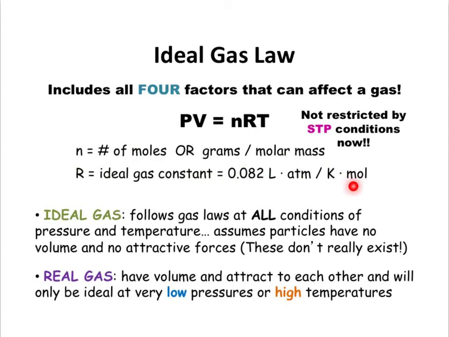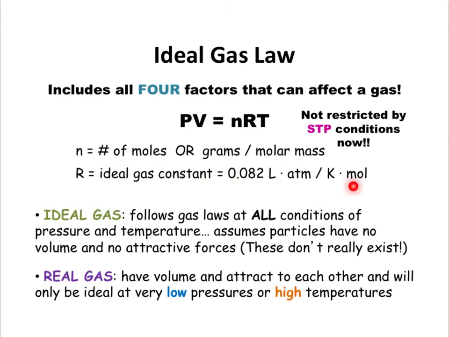And then T would be the temperature. And again, it's a gas law problem, so it must be in Kelvin. So what's really the difference here between an ideal gas and a real gas? Well, ideal gases follow the gas laws at all conditions of pressure and temperature. Okay? Ideal gases don't really exist because they assume that particles have no volume and that there's no attractive forces between the particles of a gas. But this is not true. So ideal gases don't really exist. And what you'll find out here is that the reason we use this is because it's a very close approximation. So we assume this to be true, even though technically ideal gases don't really exist.